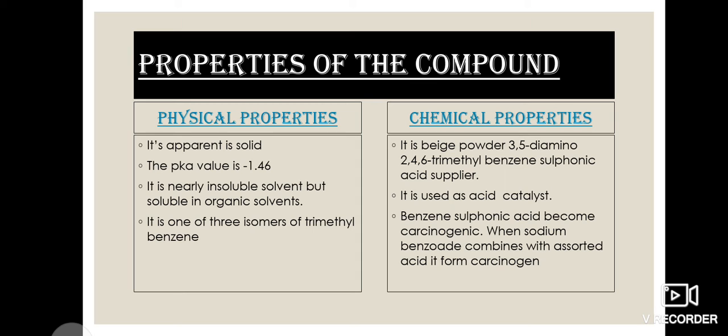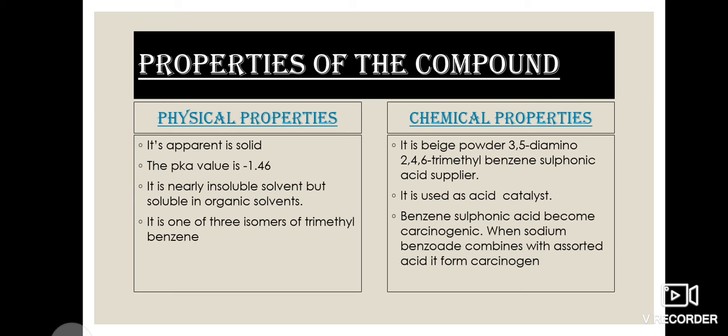Here the chemical properties are: it is a white powder, 3,5-diamino 2,4,6 trimethyl benzene sulfonic acid. It is used as an acid catalyst. What is an acid catalyst? An acid catalyst is used to increase the reaction rate by losing an electron or a proton.